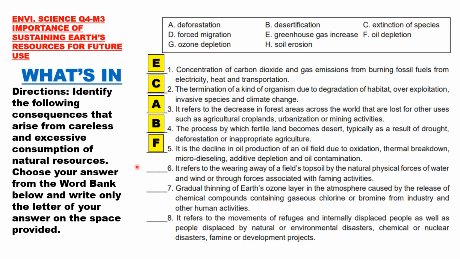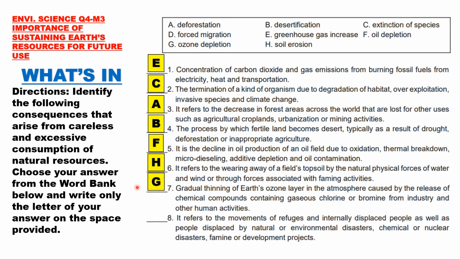Answer: F. Oil depletion. Number 6, it refers to the wearing away of a field's topsoil by the natural physical forces of water and wind or through forces associated with farming activities. Answer: H. Soil erosion. Number 7, the gradual thinning of Earth's ozone layer in the atmosphere caused by the release of chemical compounds containing gaseous chlorine or bromine from industry and other human activities.